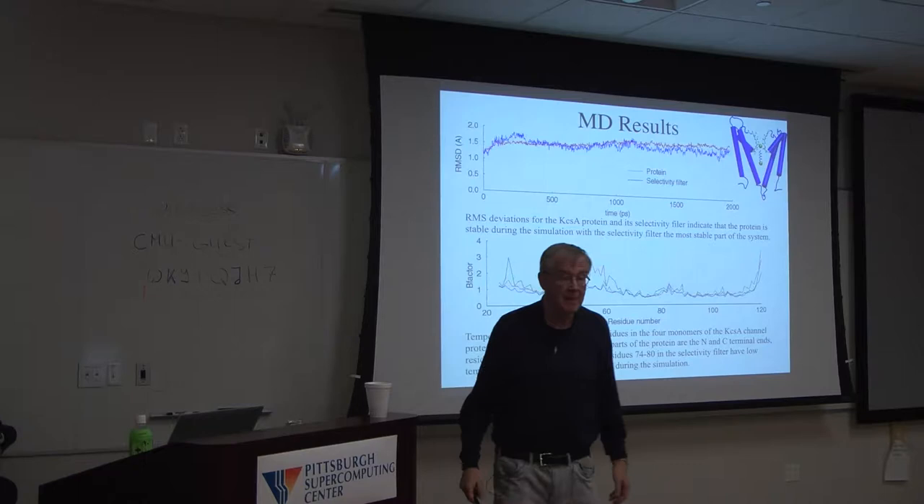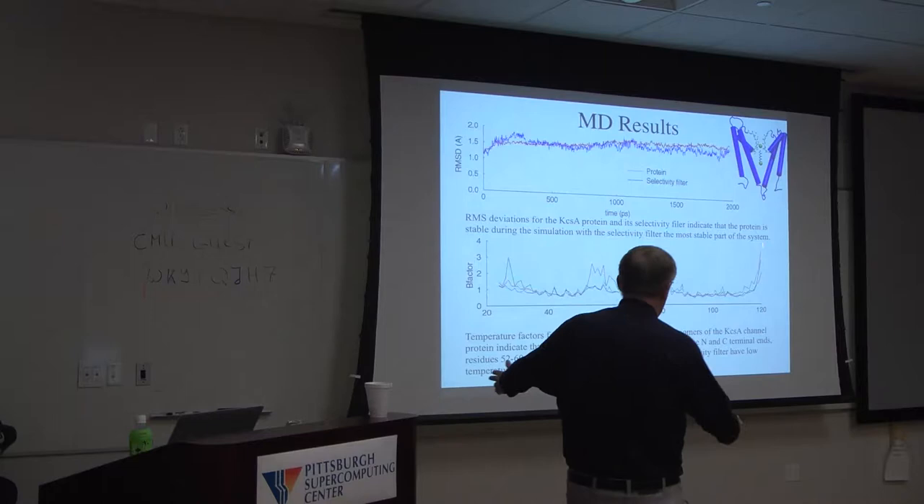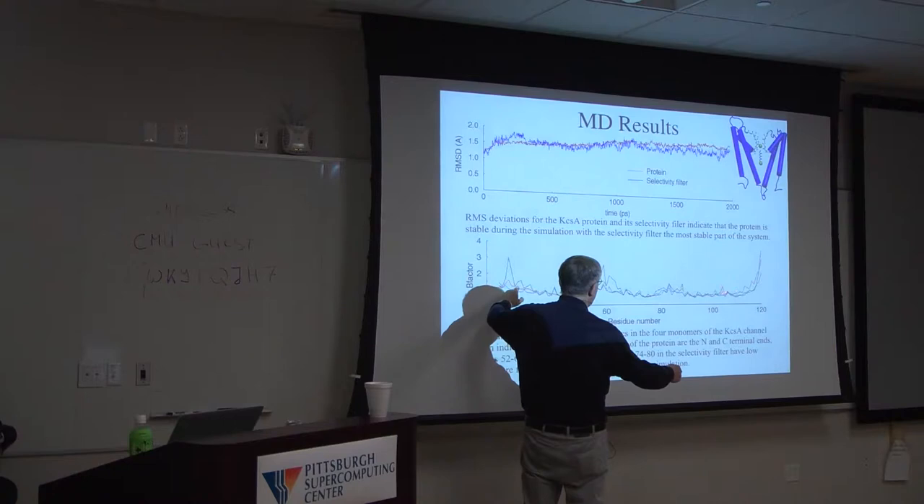Loops versus helices. That's right. So these are the ends. They are very, very mobile here at the end, this and this. And these are in the middle. And the loops, this loop here or this loop there, have higher mobilities.